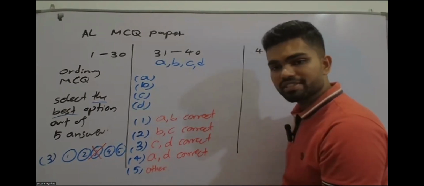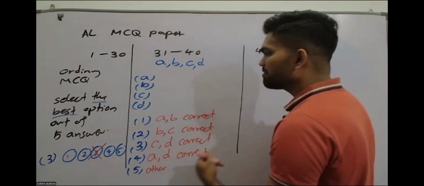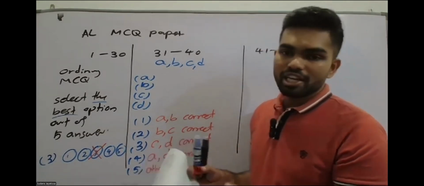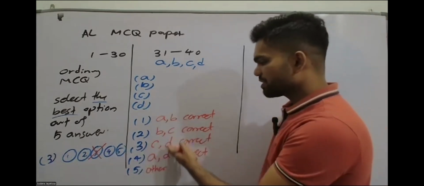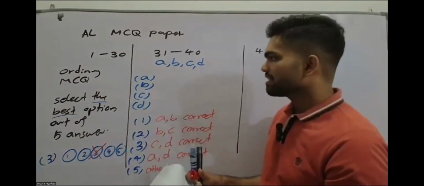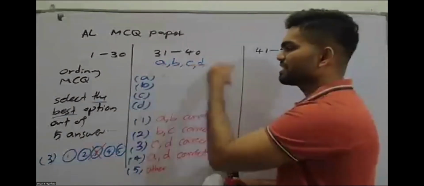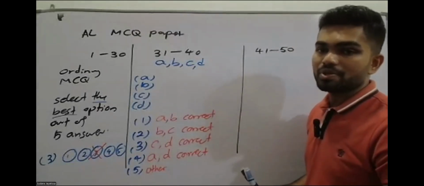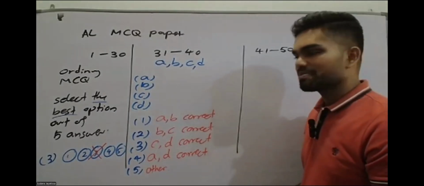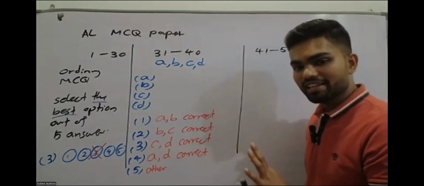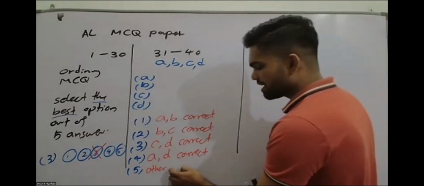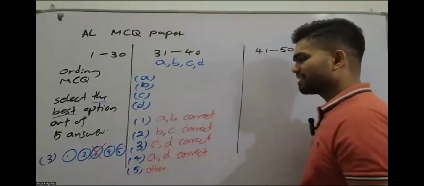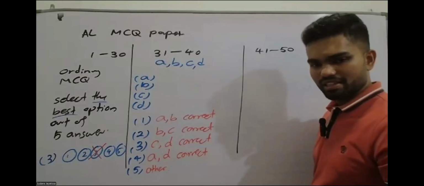What are the other options? Other options means only one statement being correct. Then A and C being correct, that option is not there. And let's say 3 statements are correct: A, B, C, or A, B, D, or B, C, D. Then sometimes all statements may be correct, sometimes none of them may be correct. All other options will fall into this category. Understood? Only if A and B are correct do you select answer 1, like that. Is that clear to you all?